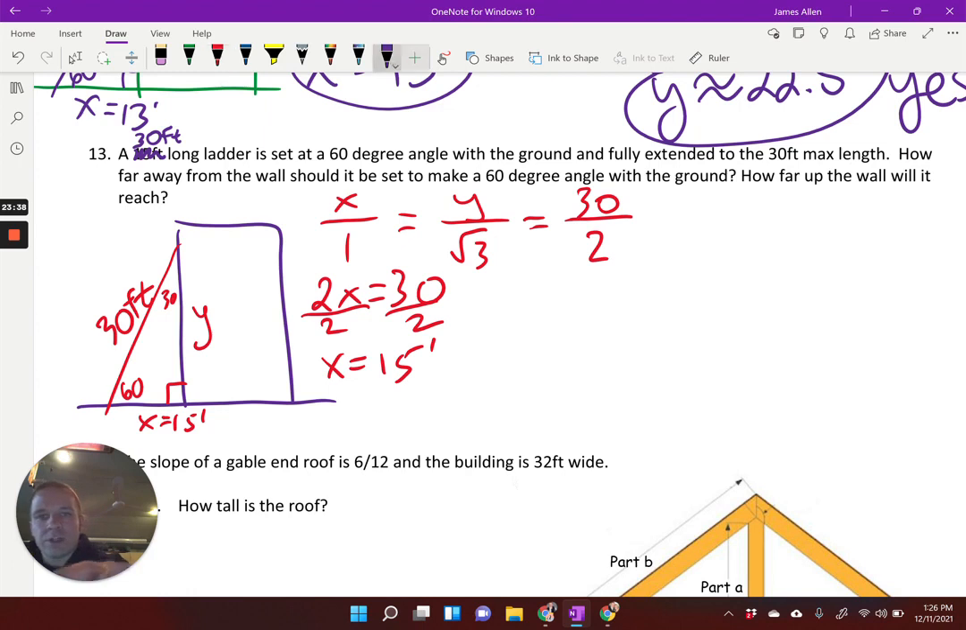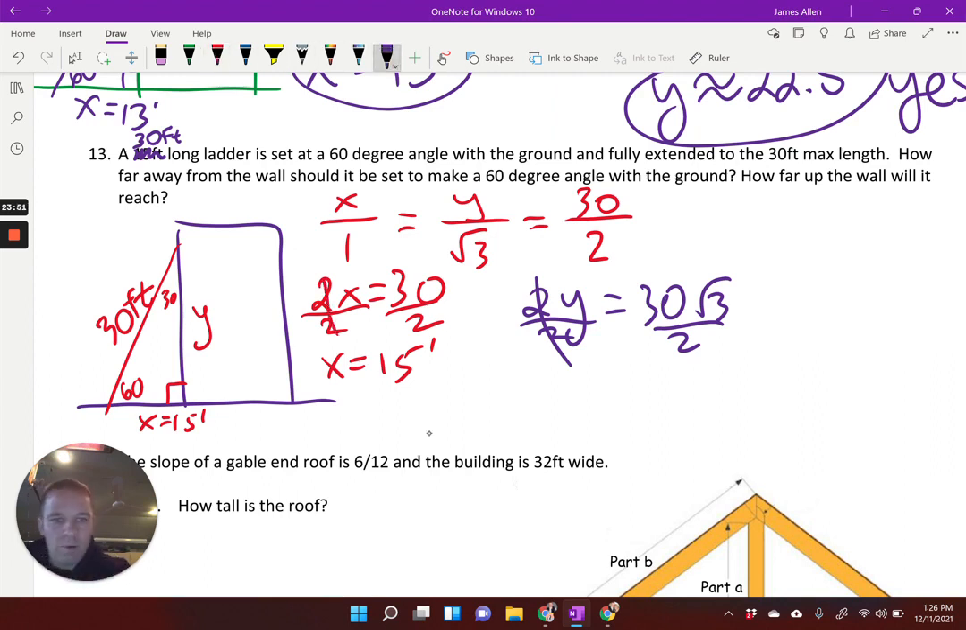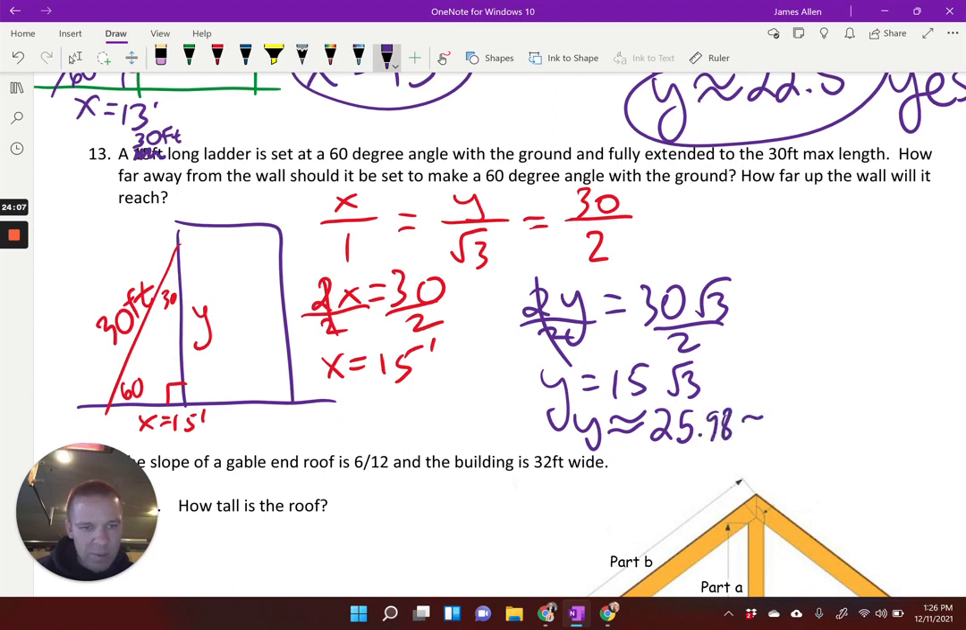Now for y, which I'll change markers again. So we get 2y equals 30 root 3, divided by 2. I should have canceled those out too in my work. Okay, and I get y equals 15 root 3. So y is approximately 25.98. So we could even just say about 26 feet. Cool. So how far up will it reach? About 26 feet. Yep. So that'll give us an idea of how high up this building can go.